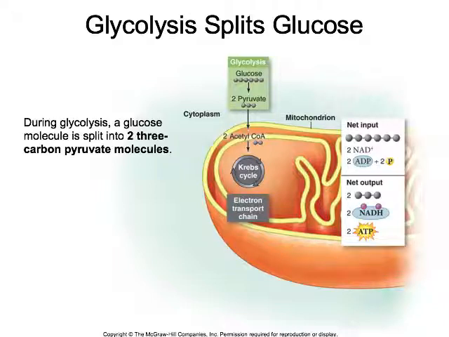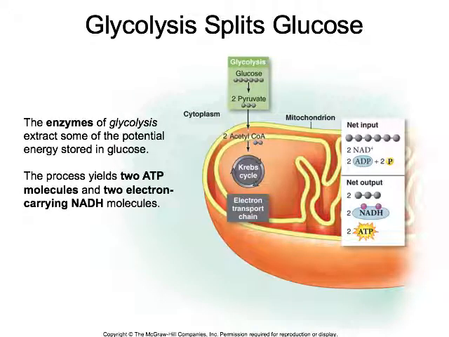During glycolysis, a glucose molecule is split into two 3-carbon pyruvate molecules. This transformation is important as we start to see the products of respiration take shape. The enzymes of the glycolysis reaction extract some of the potential energy that is stored in glucose. The process ends up yielding 2 ATP molecules and 2 electron-carrying NADH molecules.